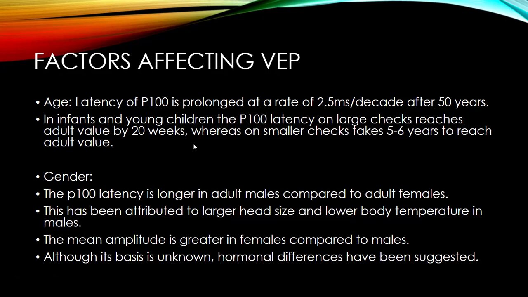In infants and young children, the P100 latency on large checks, that is, on the checkerboards when we show larger patterns, reaches the adult value by 20 weeks. But on smaller checkerboards, it takes around 5 to 6 years to reach the adult value. Gender also shows some difference: P100 latency is prolonged in adult males compared to adult females. One factor is the larger head size in males, which can influence the prolongation of latencies, and lower body temperature can also affect the P100 latencies. Along with this, some hormonal differences can also affect it, is what they are suggesting.